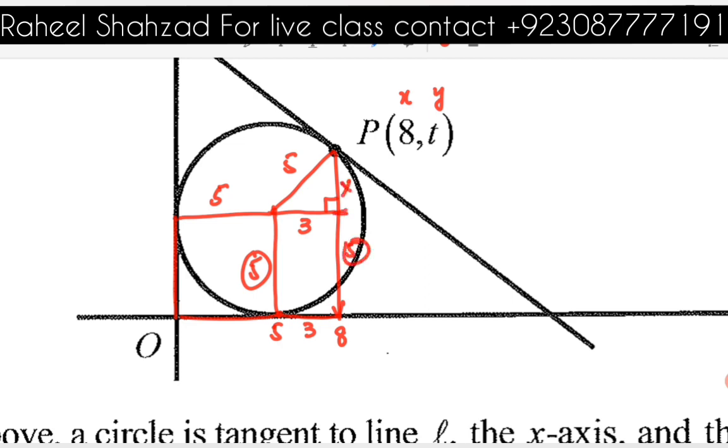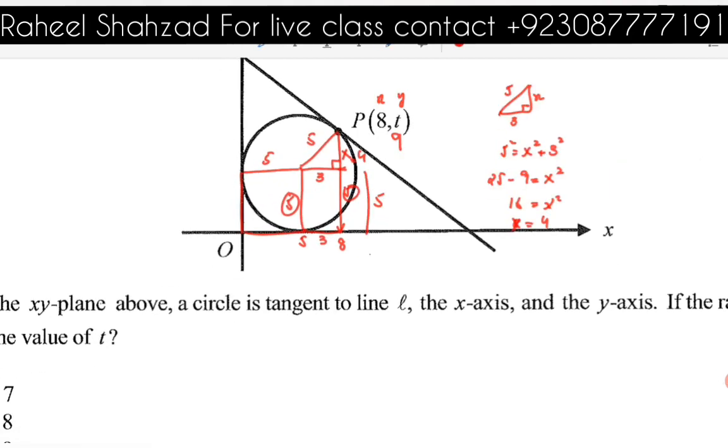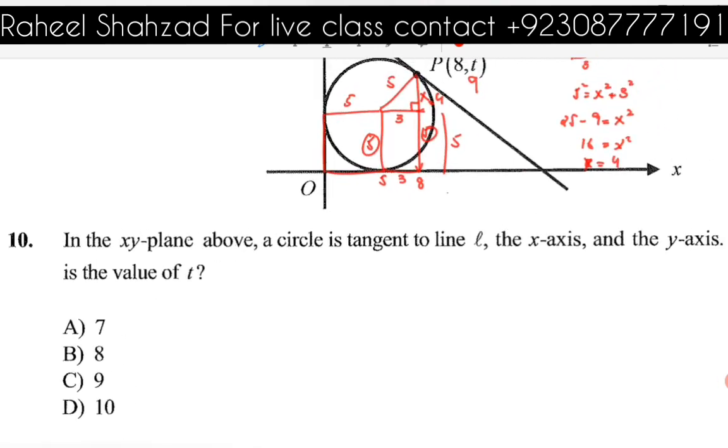If I manage to find this x in this right angle triangle, this will help me to find the exact value of t. So in this right angle triangle, this is 3, this is 5 and this is x. We know the Pythagoras theorem states 5 square equals x square plus 3 square, right? So it's 25 minus 9 is equal to x square, 16. So x is going to be 4. So 5 plus 4 is 9. So the value of t is 9. I guess we have an option. Yes, here it is. It is option C.